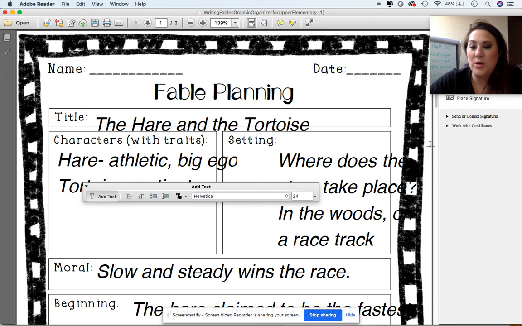I copied the hare and the tortoise just so you could follow along since we read it and you could see what each of these squares meant.